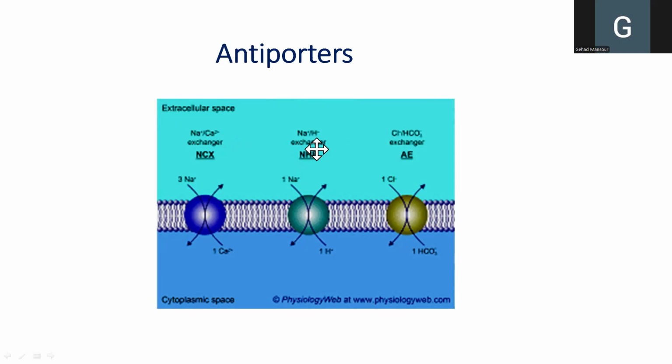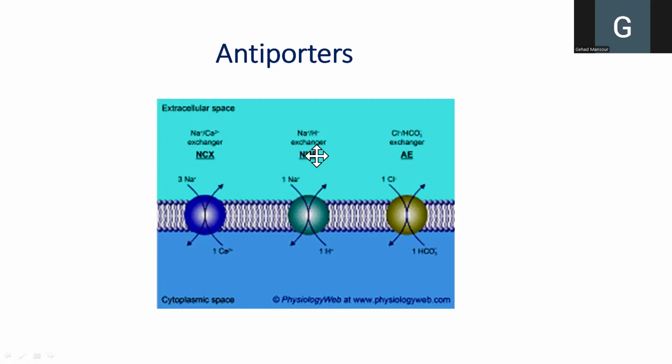Here you can see three different types of antiporters. You have the sodium-calcium exchanger, you have the sodium-hydrogen exchanger, and you have the chloride bicarbonate exchanger. All these three types are types of secondary active transporters. Here, for example, we can see that the calcium is being pumped extracellularly using energy that has been stored previously in sodium.